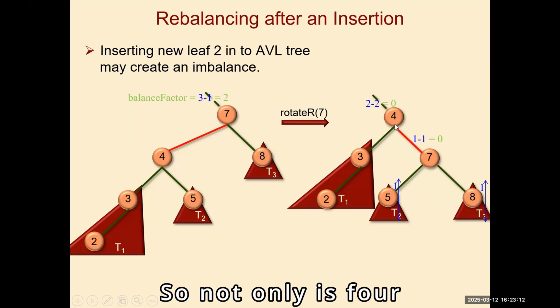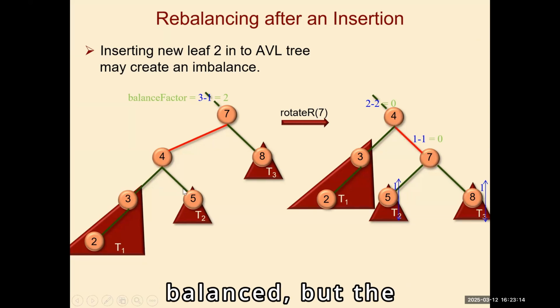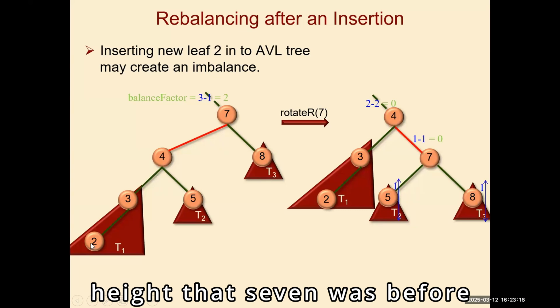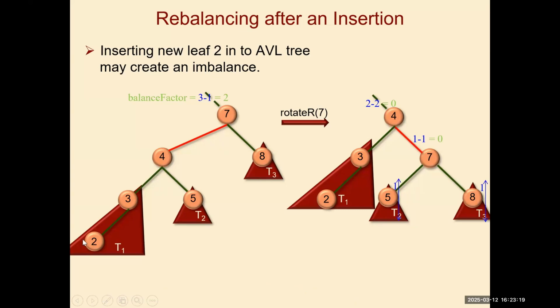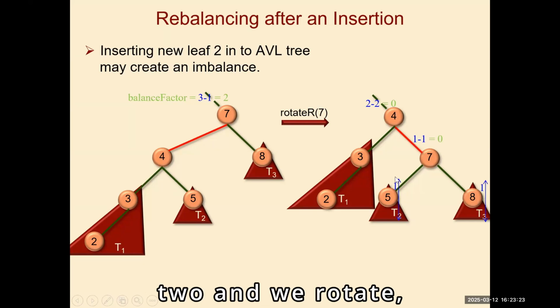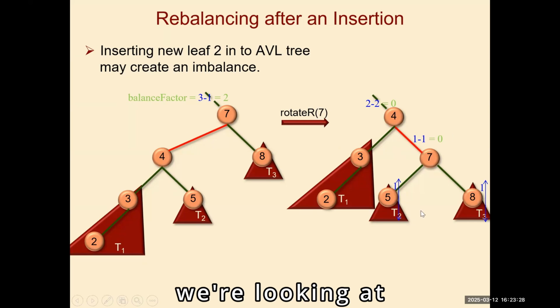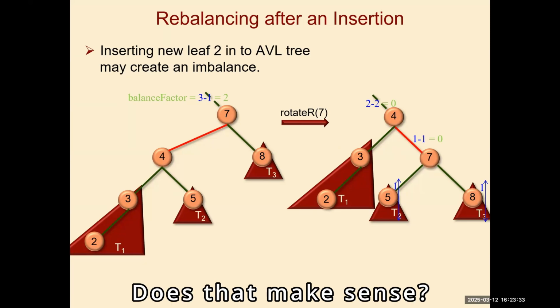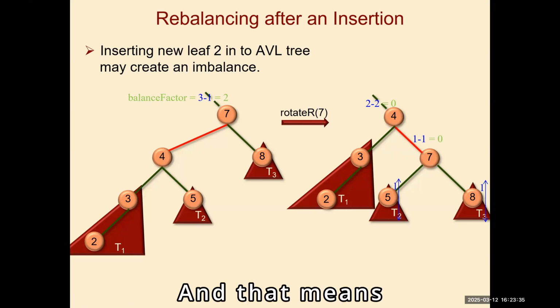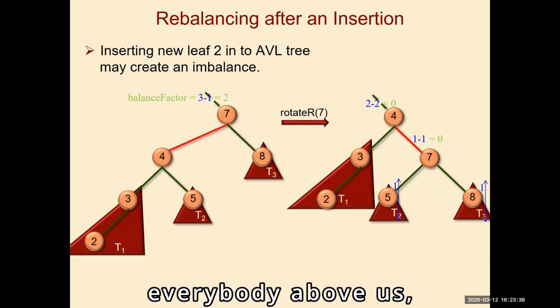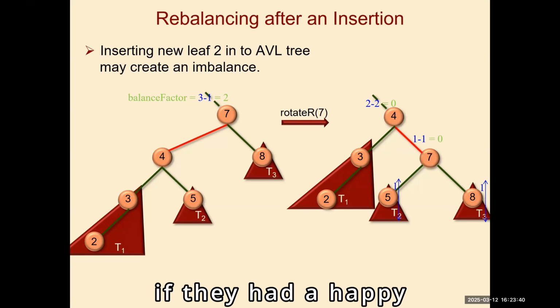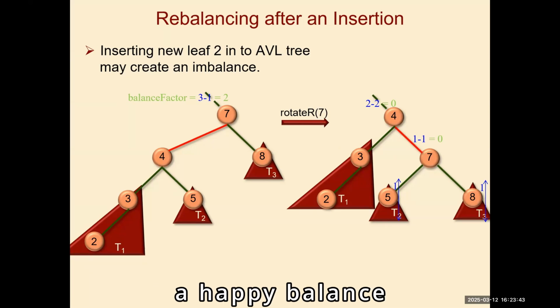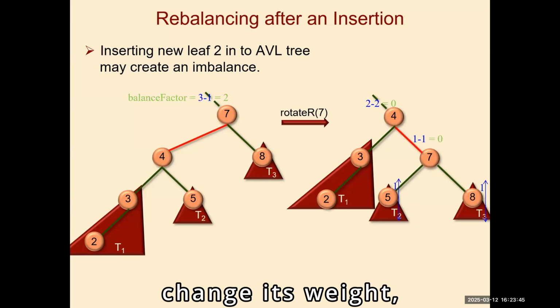So not only is 4 balanced, but the height that 7 was before we put the 2 in equals the height that 4 is after we add the 2 and we rotate, right? So the tree that we're looking at has the same height that we had before, right? Does that make sense? And that means everybody above us, if they had a happy balance before, they still have a happy balance because this tree didn't change its weight, right?